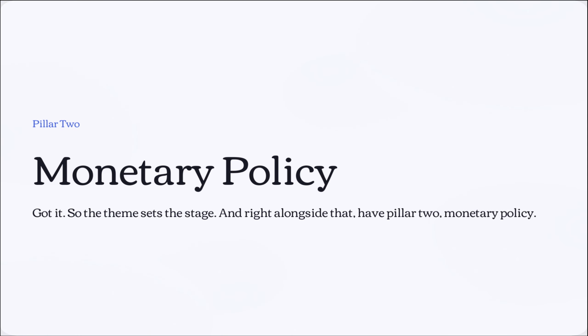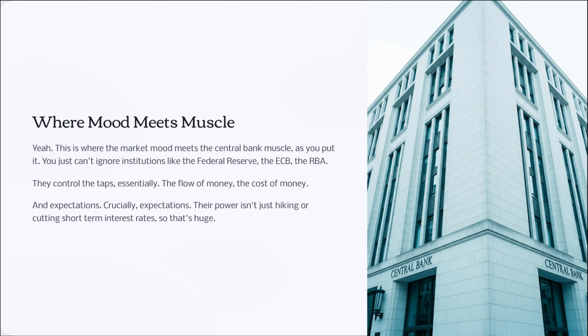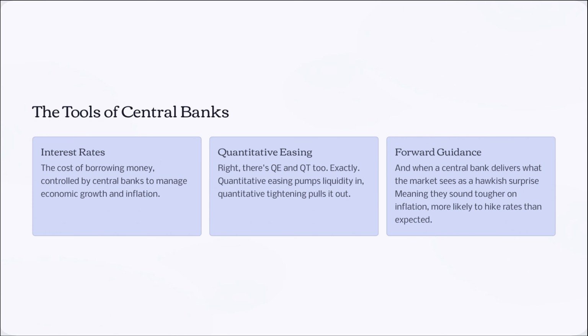And right alongside that, you have pillar 2, monetary policy. Yeah, this is where the market mood meets the central bank muscle, as you put it. You just can't ignore institutions like the Federal Reserve, the ECB, the RBA. They control the taps, essentially. The flow of money, the cost of money. And expectations. Crucially, expectations. Their power isn't just hiking or cutting short-term interest rates. There's QE and QT too. Exactly. Quantitative easing pumps liquidity in, quantitative tightening pulls it out.